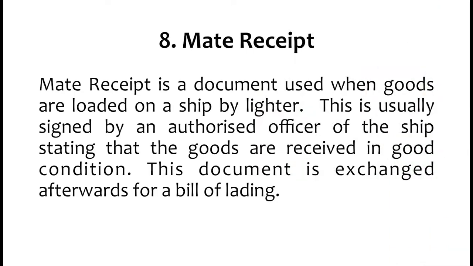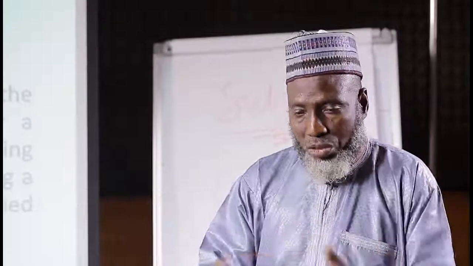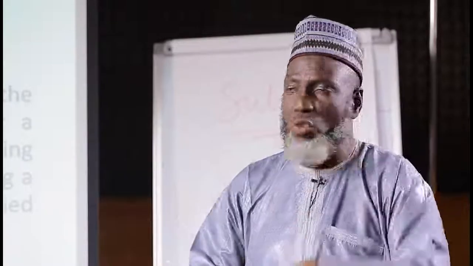known as mate's receipt. This is a document used when goods are loaded on ship by the lighter. It is usually signed by an authorized officer of the ship, stating that the goods are received in good condition. This is talking about when the goods are received. The document is exchanged afterwards for a bill of lading. You know, we talk about bill of lading. This has to do with bill of lading. They are closely related. You give one, you collect the other one.